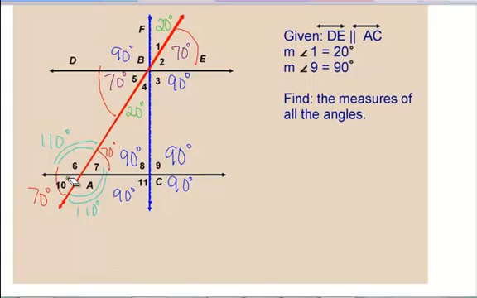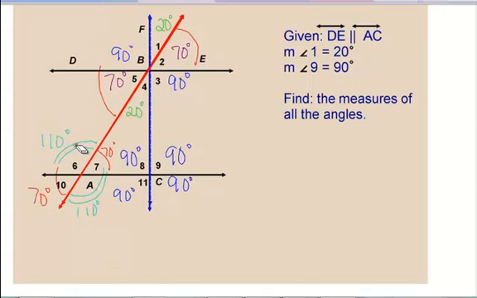Now, there are several ways to do this, by the way. I also can figure out that this big angle is 110 degrees where the A is. That's 110 degrees because it is supplementary to angle 10. And therefore angle 6 is also 110 degrees because it's vertical to where we see this A.